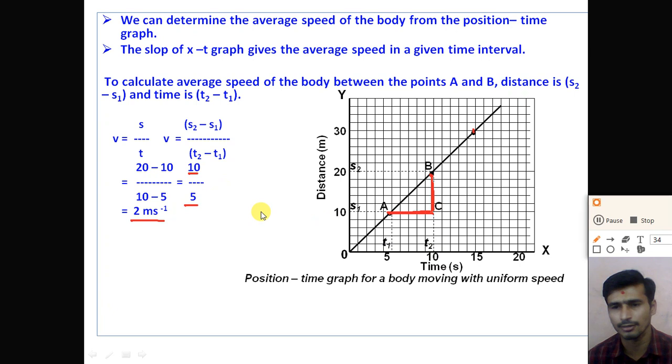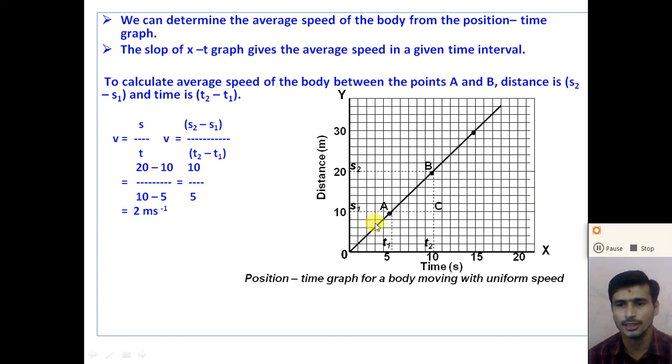So we can calculate the average speed in any type of position-time graph, not only this graph, right? Not only a linear graph. We can also calculate the average speed during a given time interval for non-uniform motion. So dear student, understand what the position-time graph is, and what the uses of the position-time graph are.